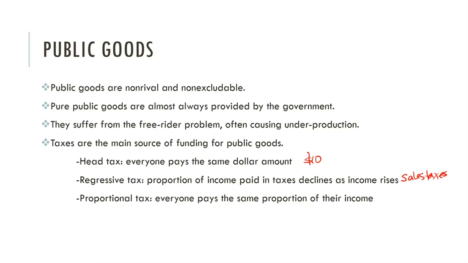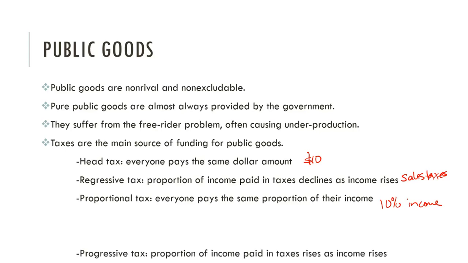Proportional tax, everyone pays the same proportion of their income. So if everyone paid 10% of income, this could be a proportional tax. Sales tax is based on the purchase price of the item.